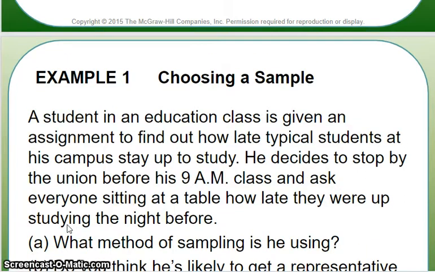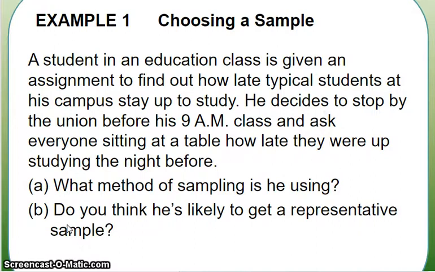So I asked in the second part, do you think that he's likely to get a good representation of everybody that goes to his college? And the answer would be no, right? Because the people that are sitting at that table, number one, they're sitting at the table before 9 a.m. So they're a certain type of student. So it's not representative of the evening student or anything else.